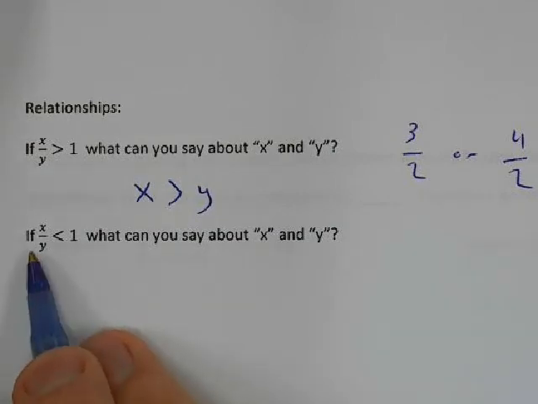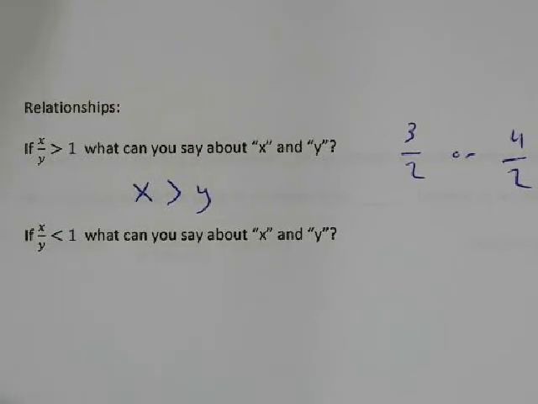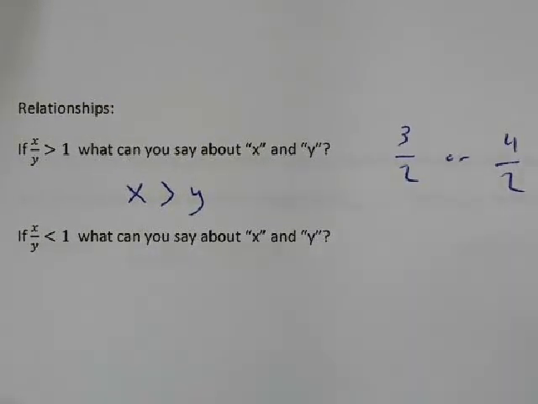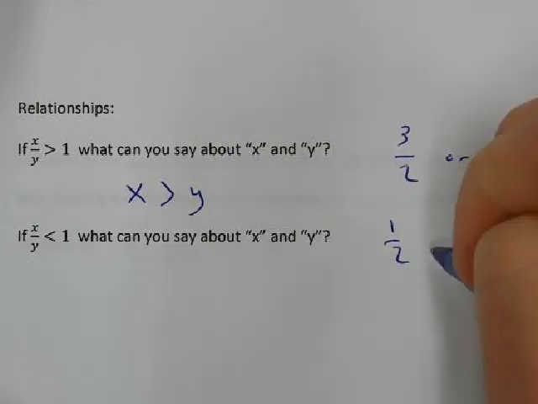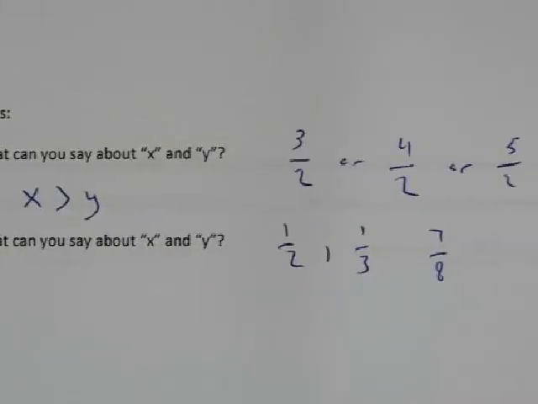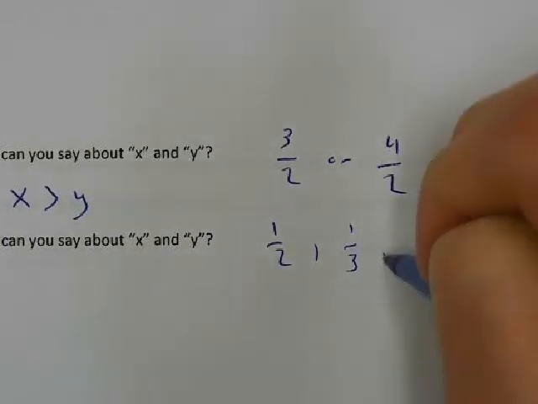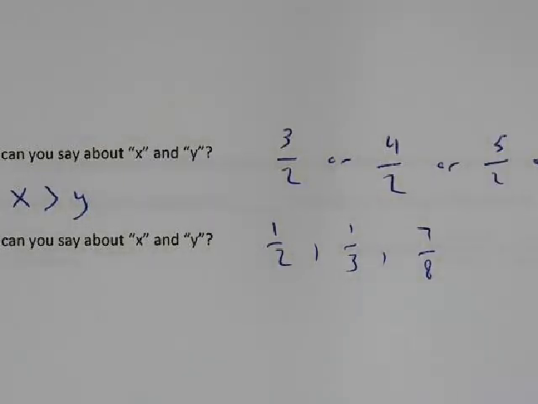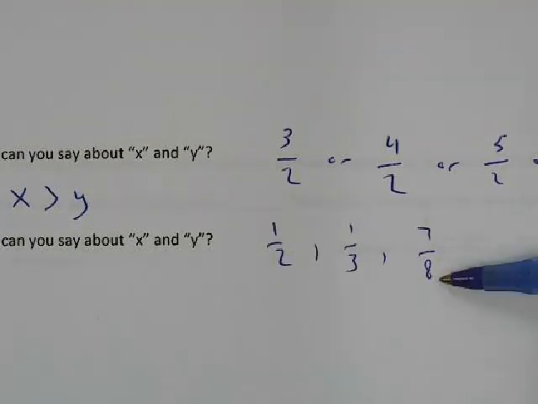Okay, and then the last one, if x over y is less than 1, what can you say about x and y? Okay, well, again, let's think of some numbers that are less than 1 that are fractions. How about 1/2? Or 1/3? Or 7/8? Because again, it doesn't have to be a 1 on top every time. Okay, and again, we don't need to put any more examples, but we got these 3 here. And what do all of these have in common? Well, here, how does my numerator compare to my denominator? Well, here my numerator is smaller than my denominator.